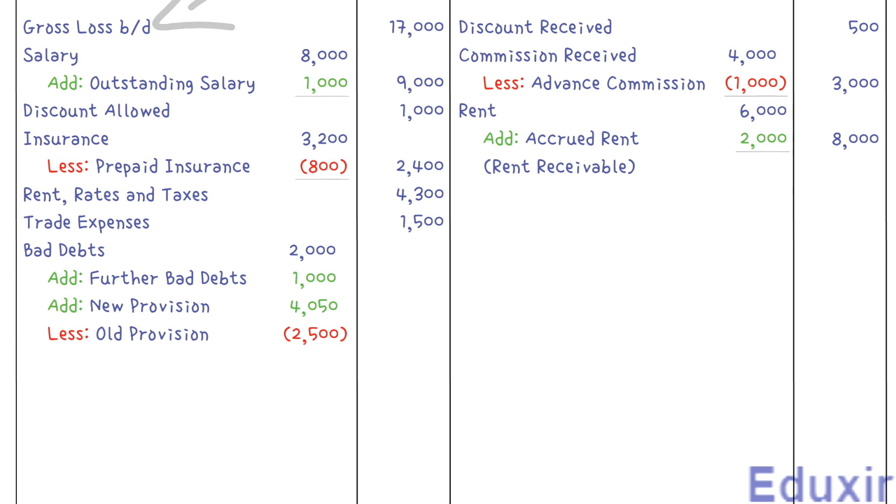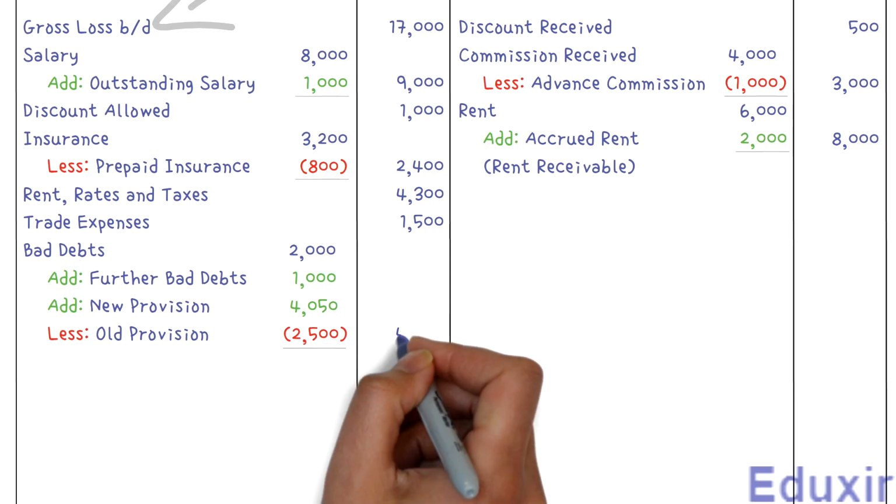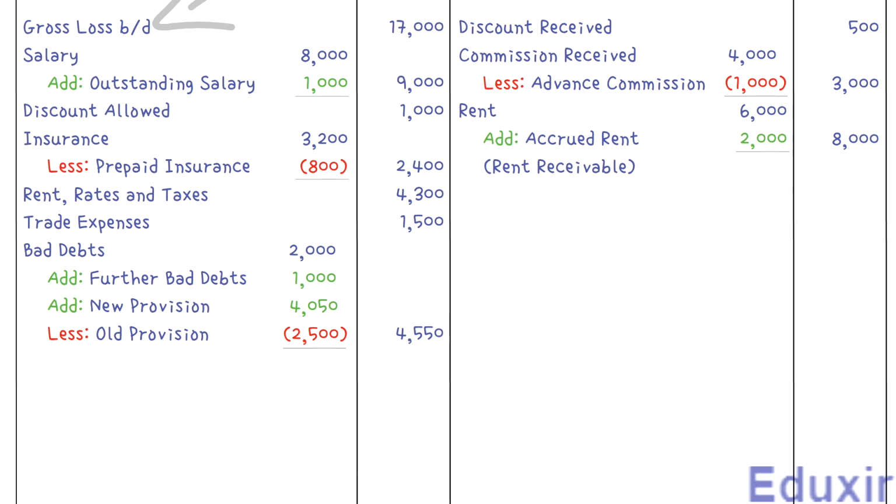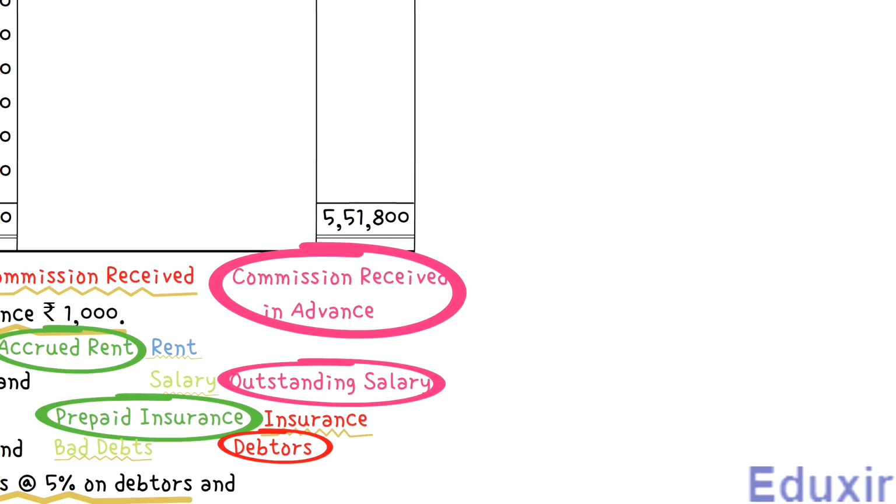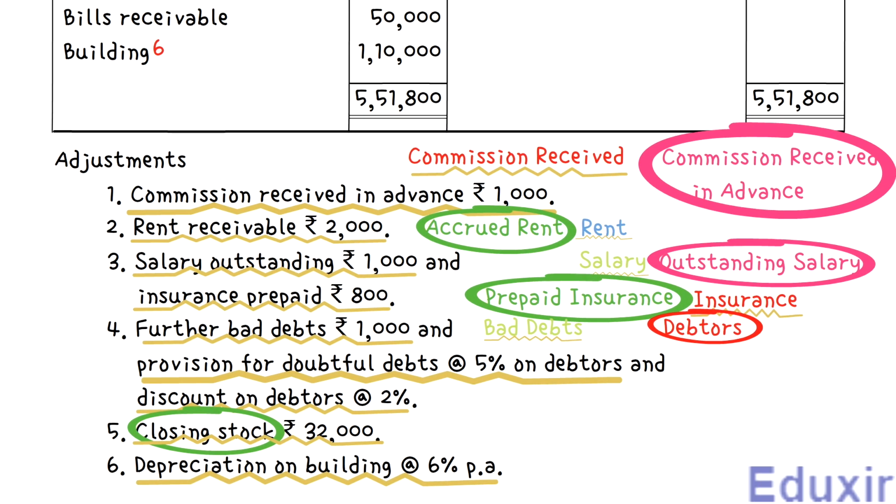Now to the 2000 rupees of bad debts, if we add 1000 rupees of further bad debts and also add 4050 rupees of new provision and subtract 2500 rupees of old provision, we get 4550 rupees. This should be written in the amount column. After completing the bad debts related entries, we should then consider the discount on the debtors. Note here that unlike the previous two adjustments which are related to the bad debts related losses, this discount on debtors is an expense. So it should be treated separately in the profit and loss account.